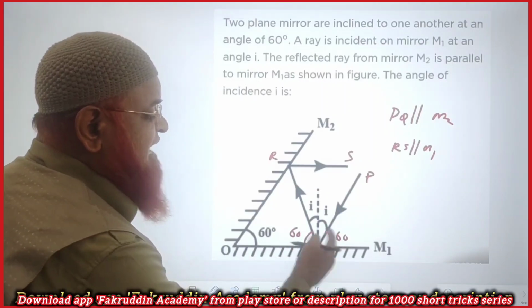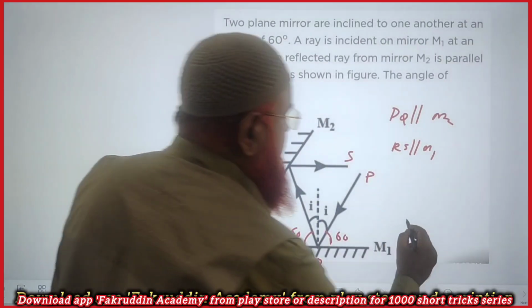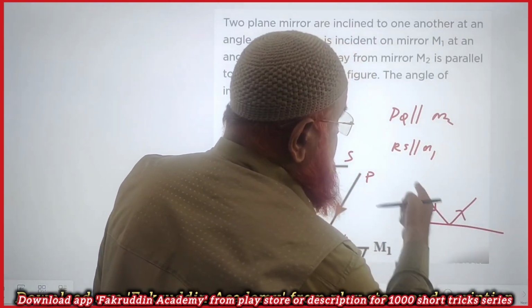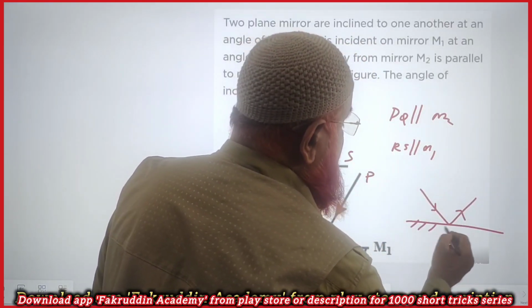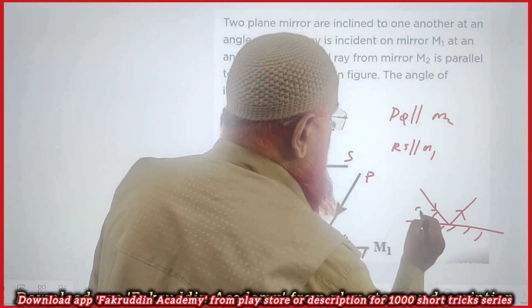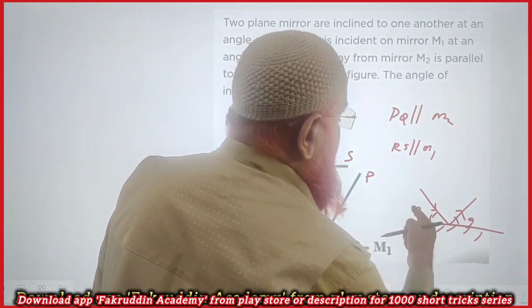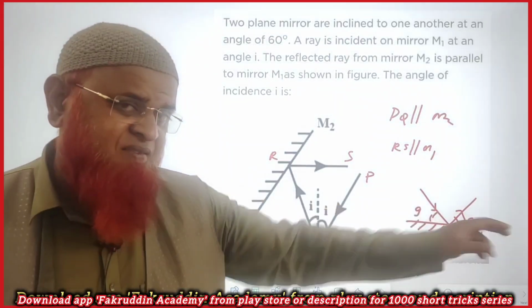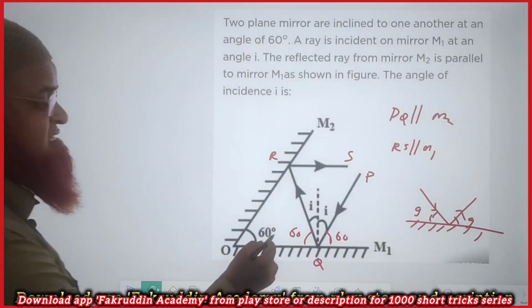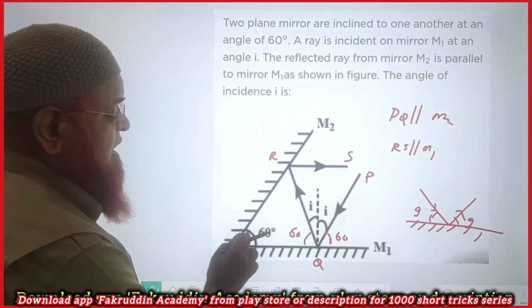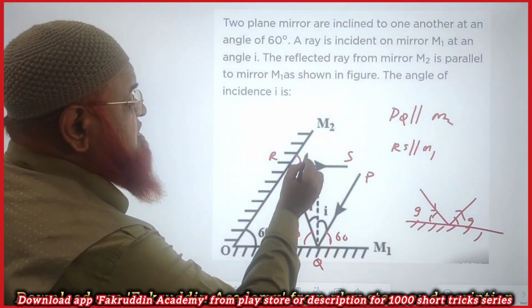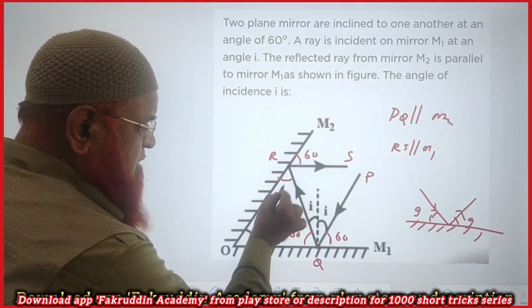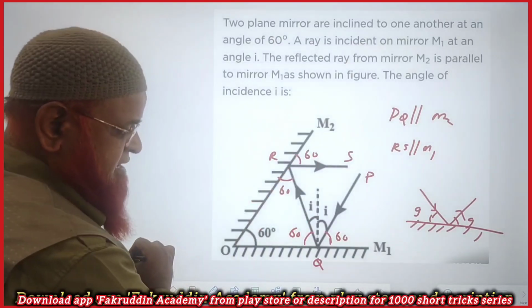These two are called glancing angles. What I mean to say is, one light ray falls and reflects back. This is the incident ray and this is the reflected ray, and this is a mirror. Then these two angles always remain the same. They are called glancing angles. So this is 60 and this is 60. If this is 60, then this is also 60, because these two are parallel. If this is 60, this is also 60, because they are glancing angles.